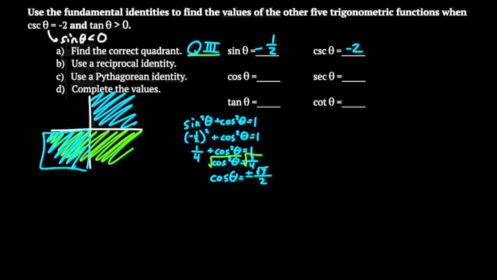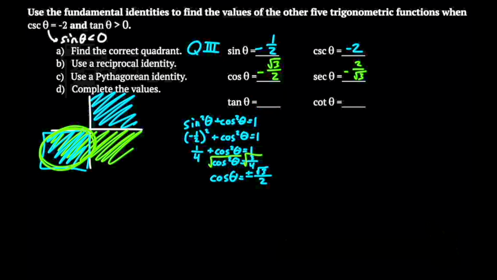Since we decided that we're in quadrant 3, the cosine value over there would be negative, because remember cosine is an x value, and this is where we have negative x values. So I'm going to say that the cosine of theta is negative square root of 3 over 2. Then I can jump over and get the reciprocal value. That would be negative 2 over the square root of 3. And again, I'm not going to worry about rationalizing the denominator.